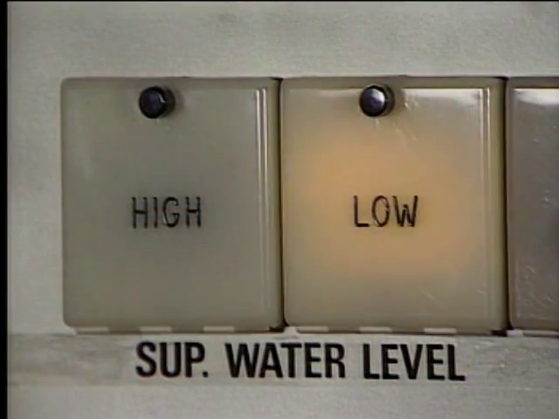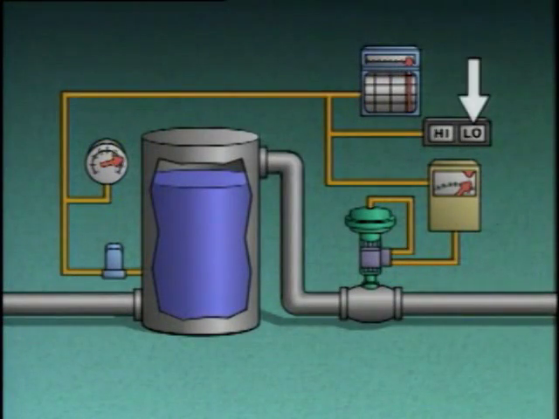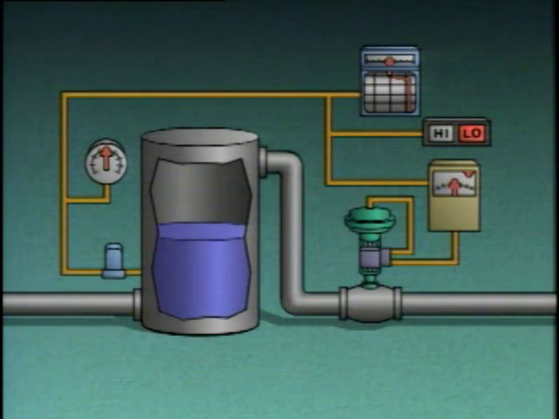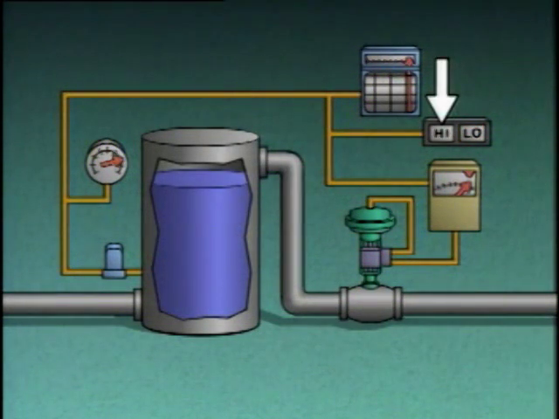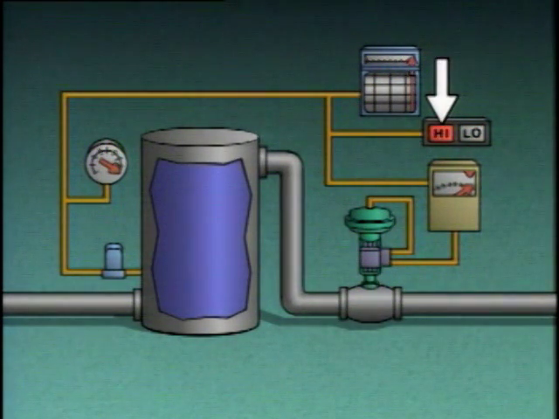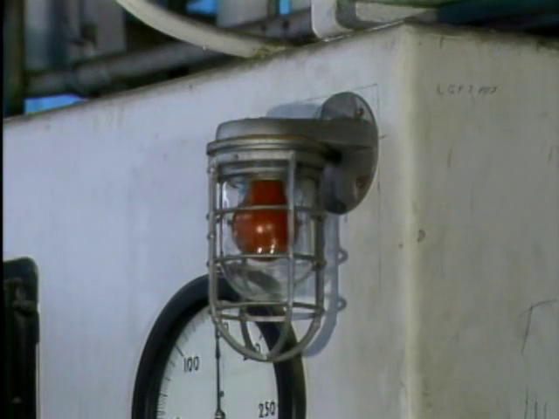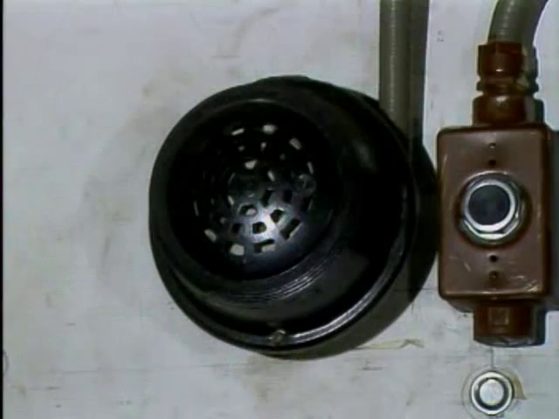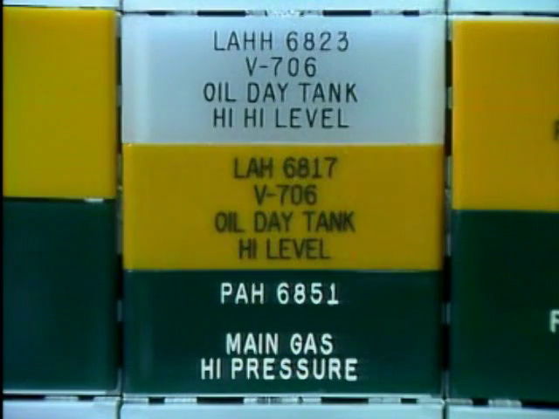Each alarm is designed to alert the operator when a process variable changes beyond an acceptable range. For example, the low-level alarm in this instrument system is activated when the water level in a tank falls below a predetermined minimum level. The high-level alarm is activated when the water level rises above a predetermined maximum level. Alarms can be visible, they can be audible, like this siren, or they can be both visible and audible.